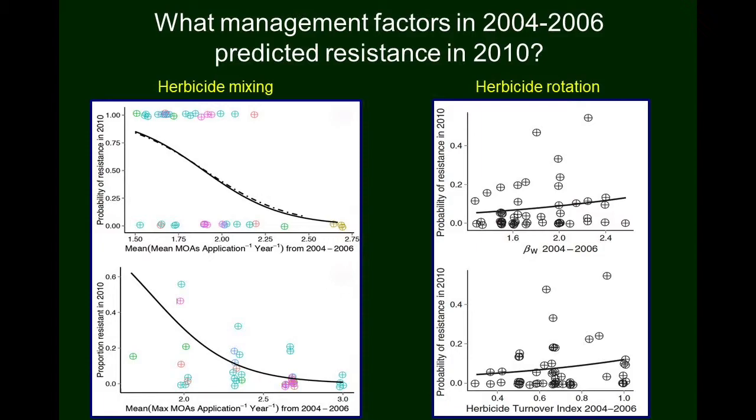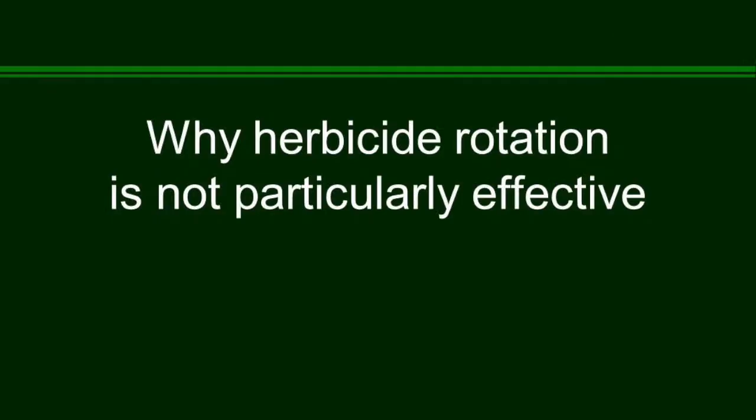So now the question is, why did we get these results? Now I want to return to taking this evolutionary perspective and using evolutionary theory to explain why we got the results that we did. So why is herbicide rotation not particularly effective?